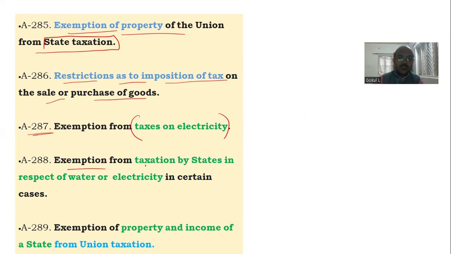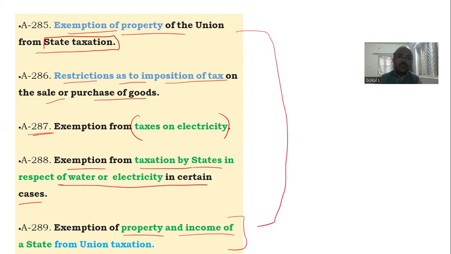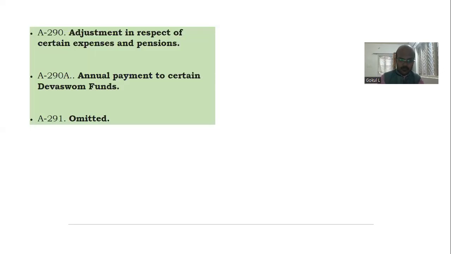287, exemption from taxation by state in respect of water and electricity in certain cases, not all cases, certain cases. So next, exemption of property and income of a state from union taxation. So this and the first one, these two articles are the same. Here it says union, here it says state's property. Okay, next, this is also not that important, you can just neglect it, just read it.